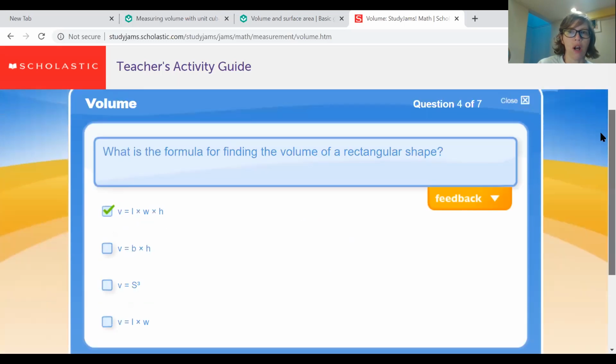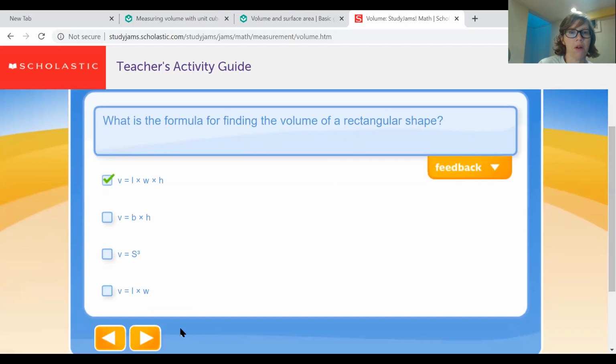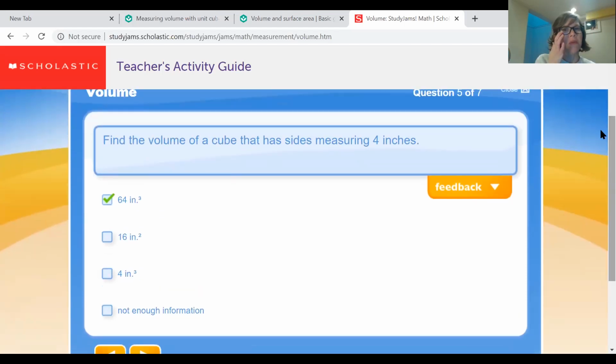Question 4, what is the formula for finding the volume of a rectangular shape? And that would be A, volume equals length times width times height. All right. Question number 5, find the volume of a cube that has sides measuring 4 inches. Again, we're multiplying length times width times height. So 4 times 4 times 4, which should give you 64 inches cubed.